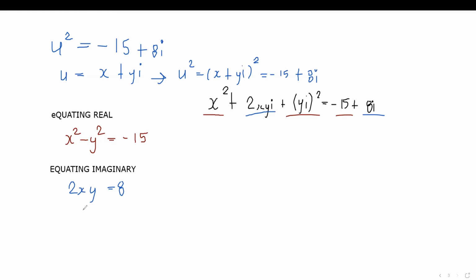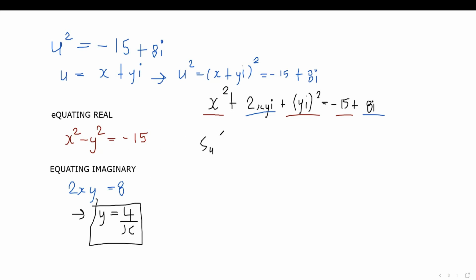So from this second equation, if you make y the subject, you divide both sides by 2x, and y would be 4 over x. All I did was divide both sides by 2x. So this is y. If this is y, I'm going to substitute y into the first equation.